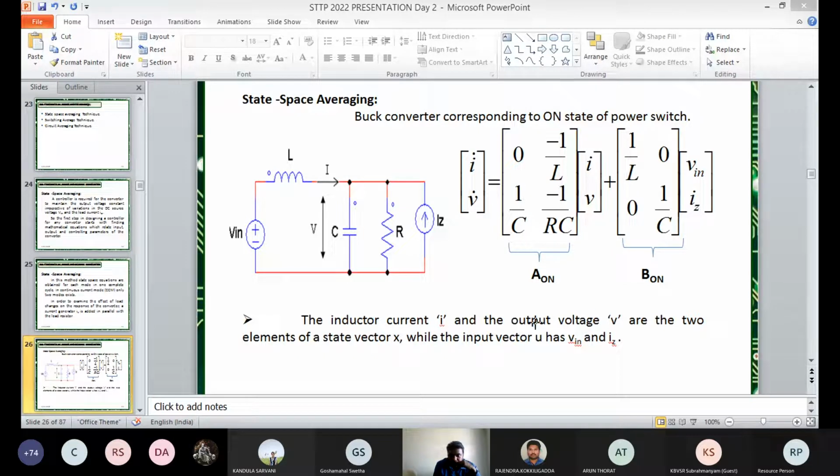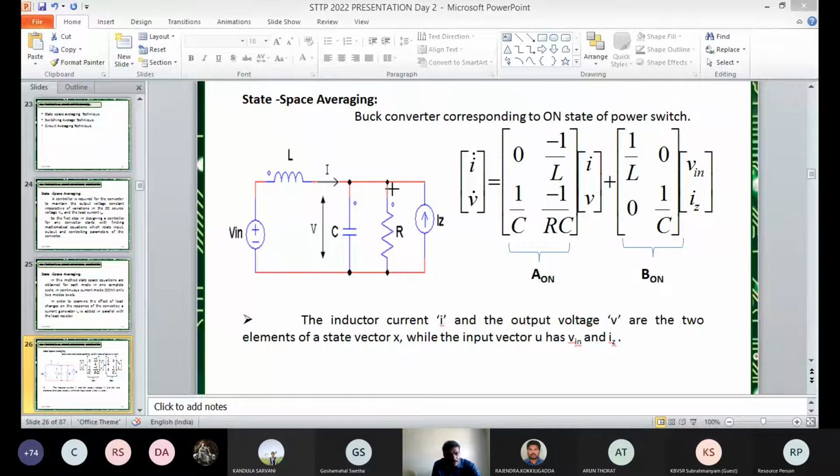And in the second case, dVc/dt is the V dot I have written here, and in this case there is an IL term, that is 1/C, and for the output voltage V the term is minus 1/RC. There is no input term here, that's why I am taking it as 0.